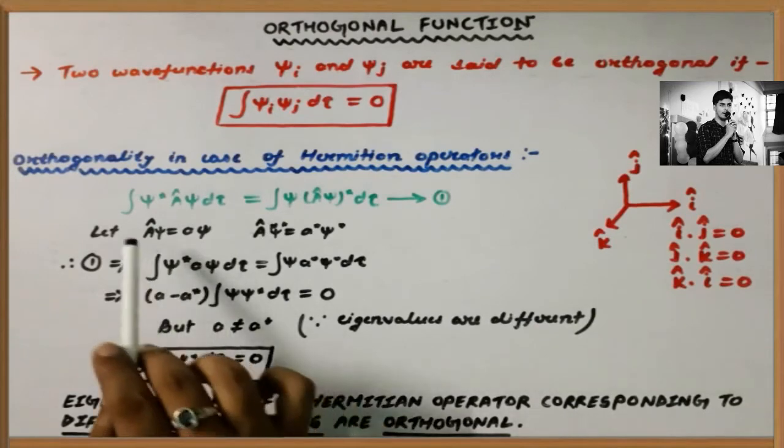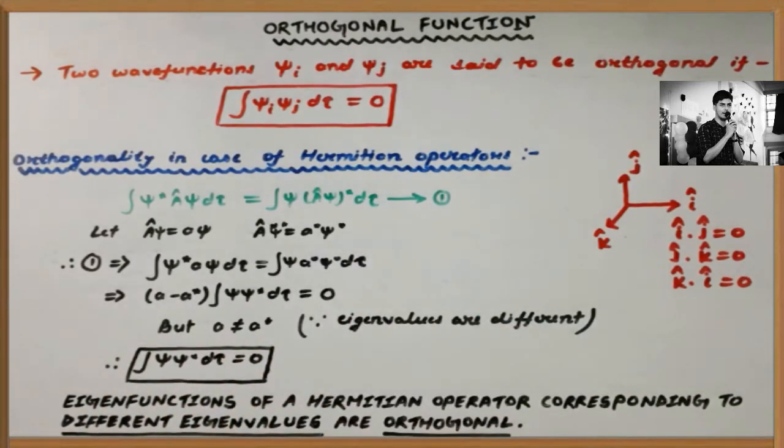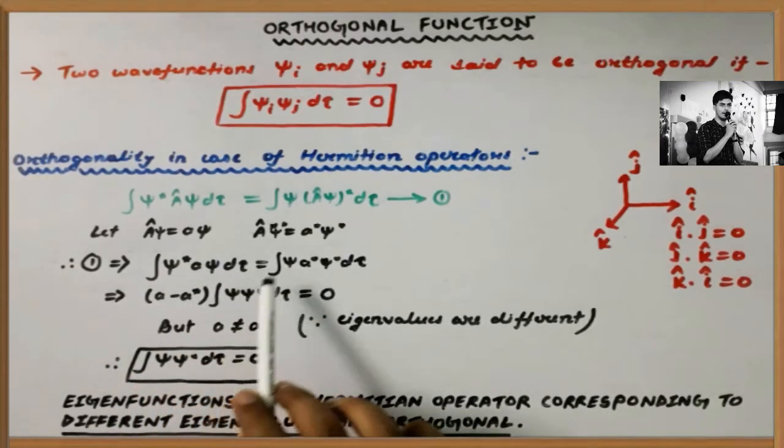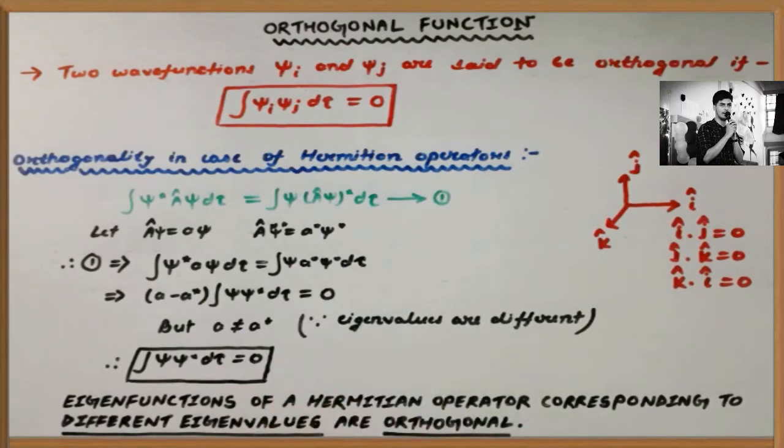Now if we replace these values in equation 1, we get the integration of psi star a psi d tau is equal to the integration of psi a star psi star d tau. Rearranging this, we get (a minus a star) multiplied by the integration of psi star psi d tau is equal to 0. Now a minus a star cannot be equal to 0, because we have assumed that the eigenvalues are different, so a cannot be equal to a star. That means we are left with the integration of psi star psi d tau equal to 0.